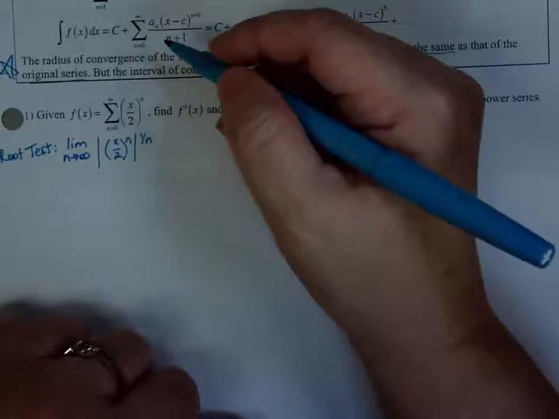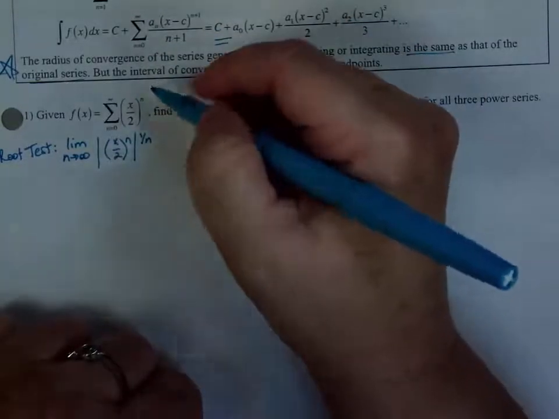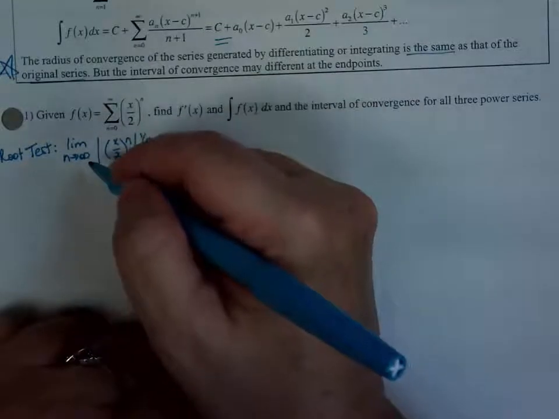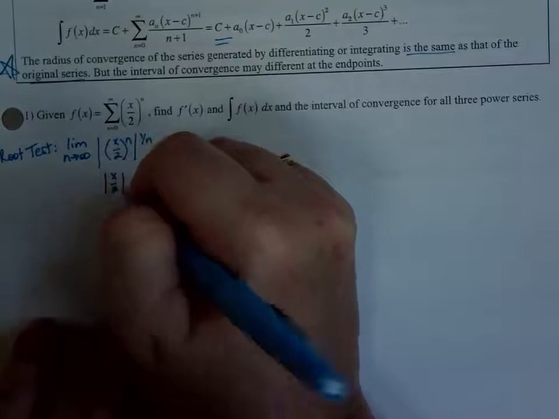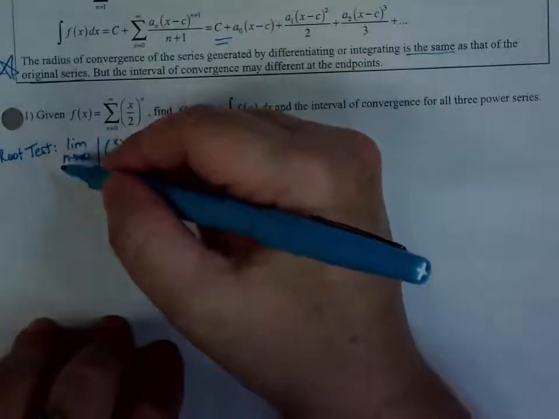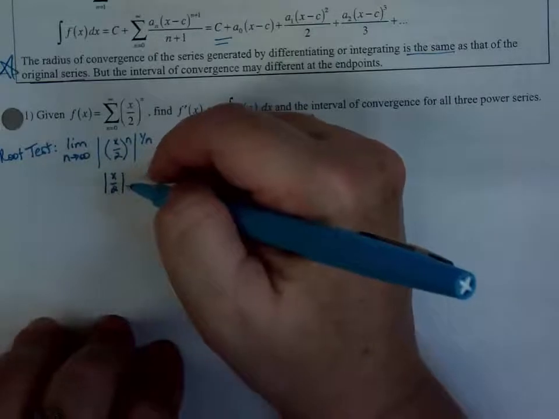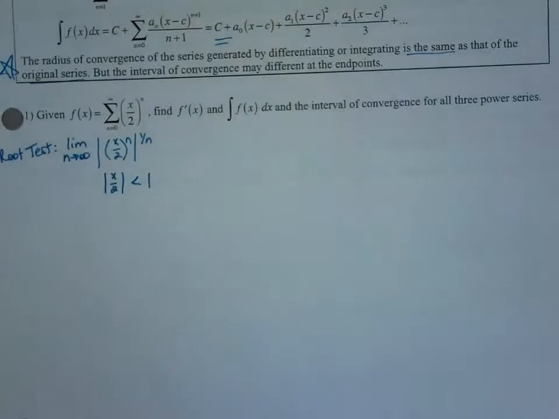How do we clean this up? x over 2. The n's are going to cancel, which means the limit goes away also. Okay? So all we're left with is x over 2. That's it. Now, in order for the root test to converge, what does this have to be? Greater than 1 or less than 1? Less than 1. It has to be less than 1 in order to converge.